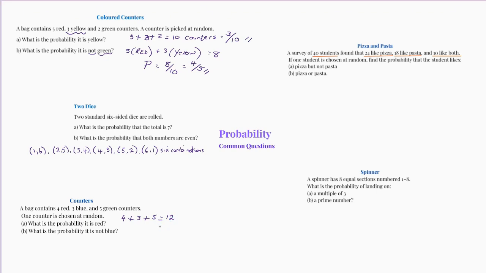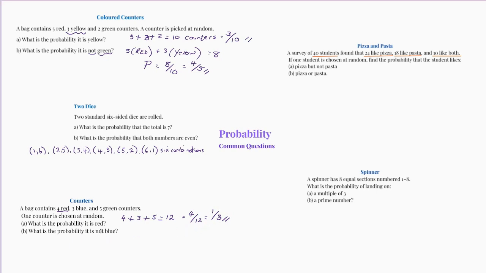So what is the probability it is red? Well, we know that red is 4. So it's going to be 4 divided by 12. Simplified, 4 into 4 goes once, 4 into 12 go 3 times. So the probability of it being red is a third.